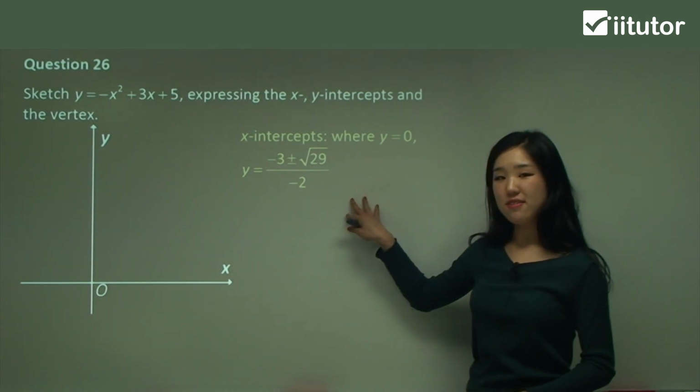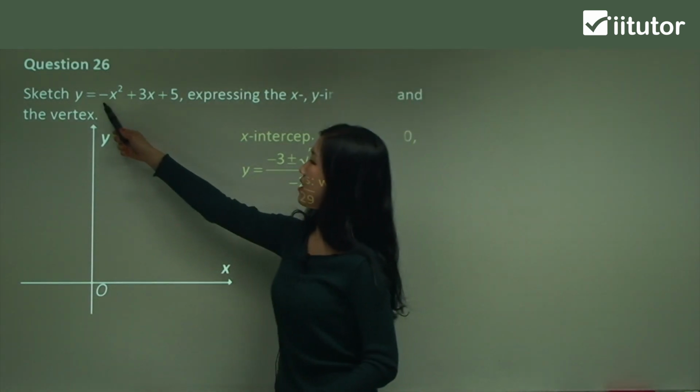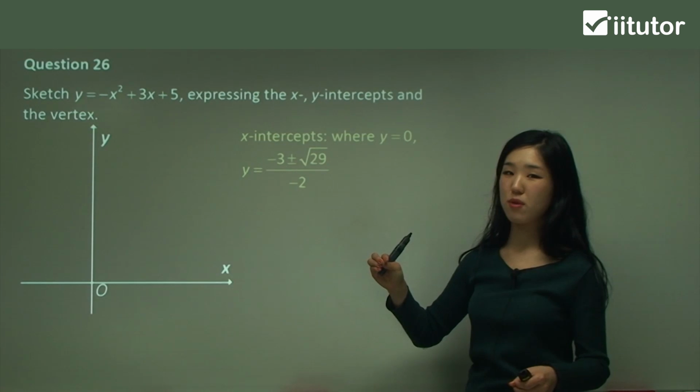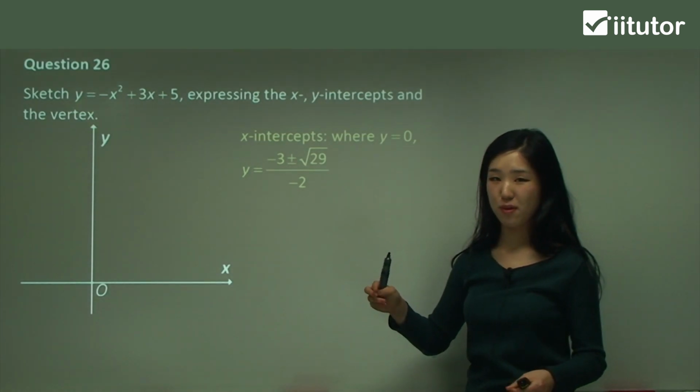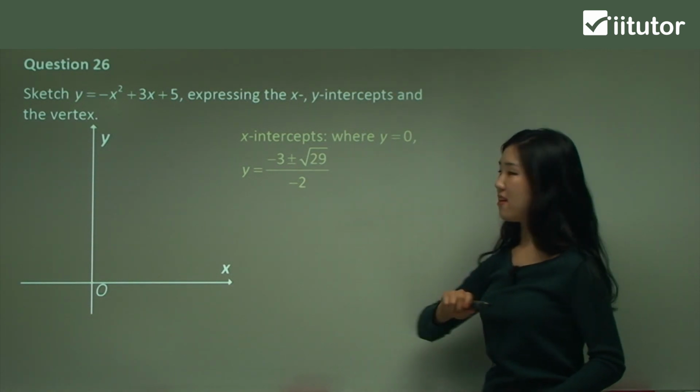Anyway, let's get back to this. This is simply using the quadratic formula where a equals negative 1, b is 3, and c is 5. So I just put everything into the quadratic formula, and I'm not going to go through that process because we've done heaps of that before, right? So just put it in, and that's what you should get.